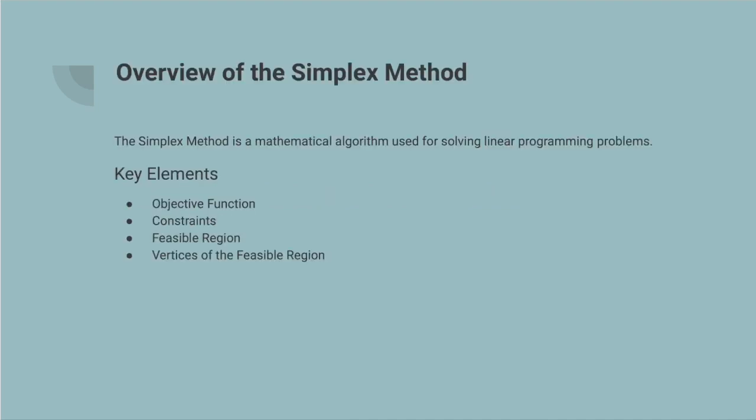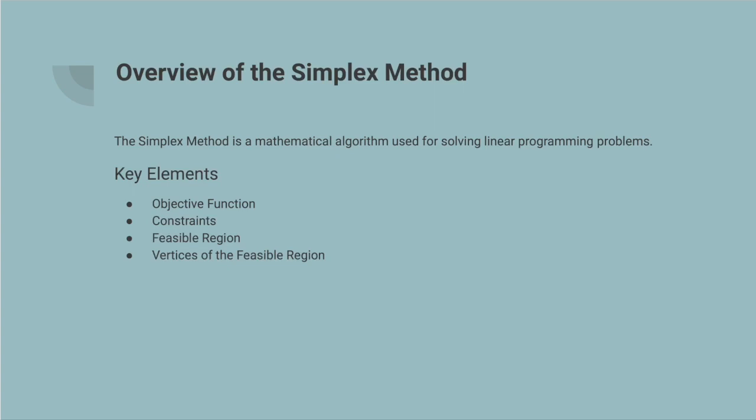The simplex method is a mathematical algorithm used for solving linear programming problems. Linear programming involves finding the best outcome in a mathematical model whose requirements are represented by linear relationships, like a maximum profit or minimum cost. There are 4 key elements in the simplex method.